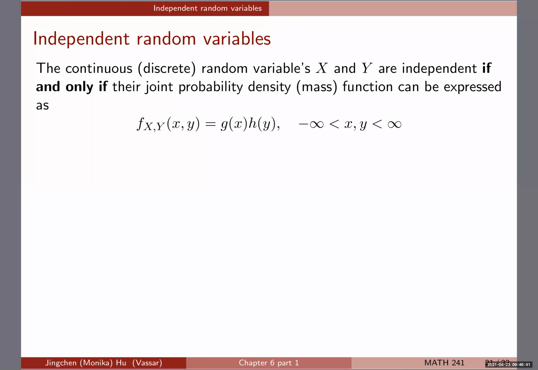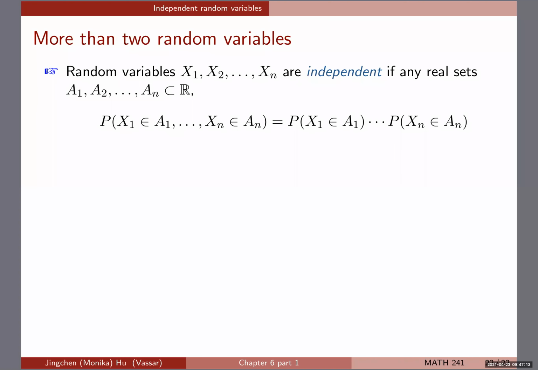So again, if you have discrete or continuous random variables, they are independent if and only if their joint PDF or PMF can be expressed as the product. Here we're writing it more generically. If you have X and Y independent, it could be discrete, it could be continuous, so the joint can be written as the product of the two. Sometimes you might have continuous and discrete at the same time, so you can also think about that.